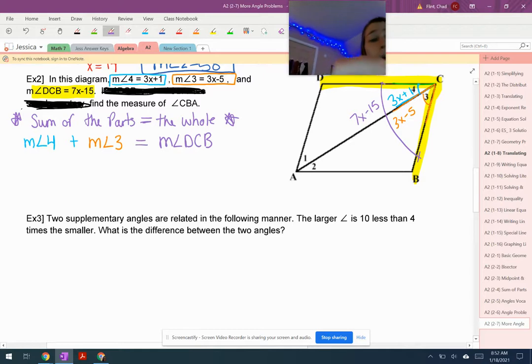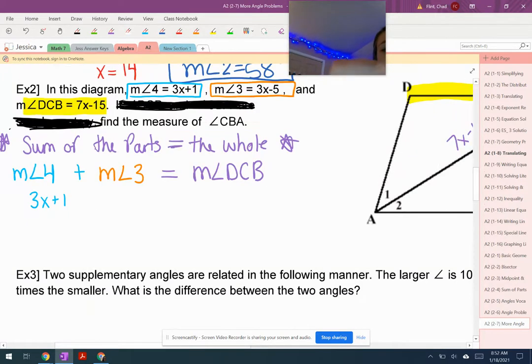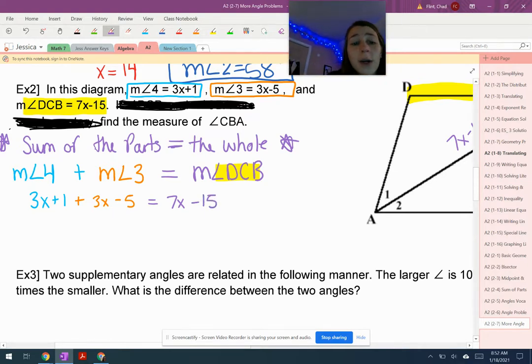So now I can just go ahead and fill in the pieces based on what I have. So angle 4 we know is 3x plus 1. Angle 3 is 3x minus 5. And we know that that whole thing is going to be equal to DCB, which is represented by 7x minus 15. So I've got my equation, I've got an explanation as to how I came up with that equation. Now all I have to do is solve.